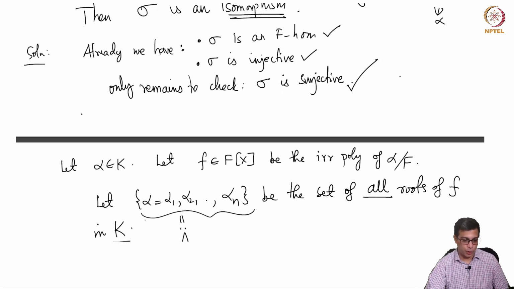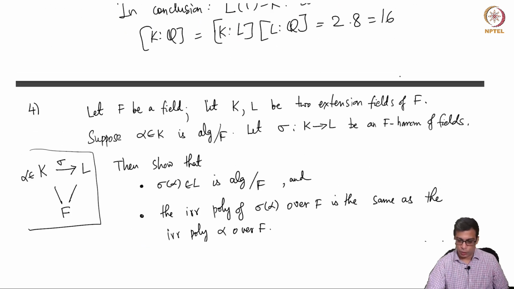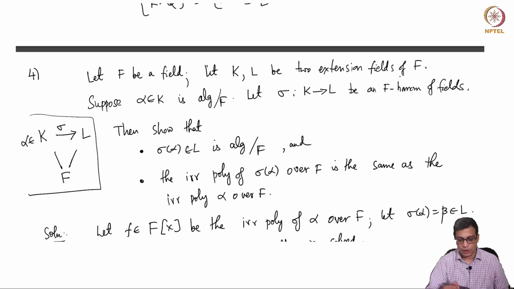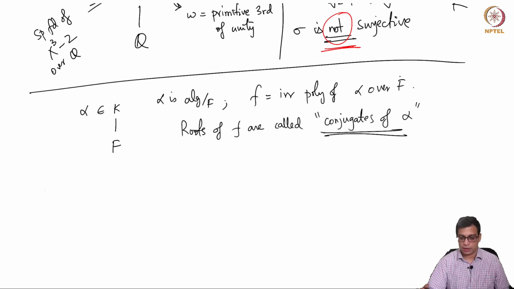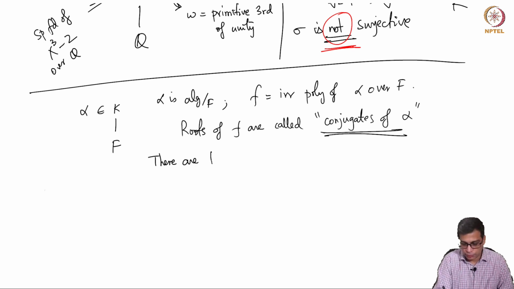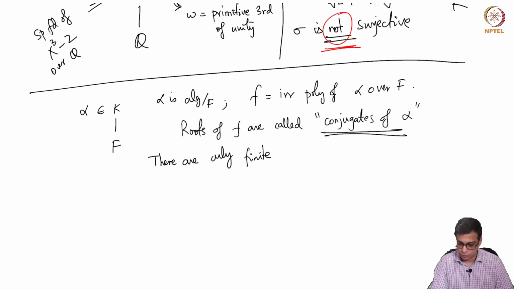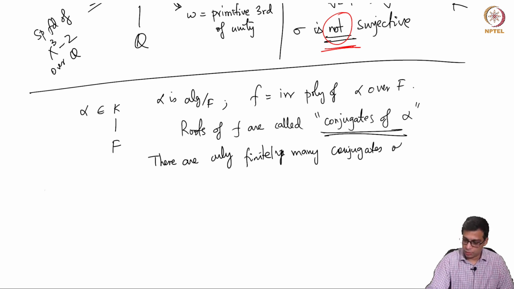So the fourth problem here says that the image of an algebraic element must be a conjugate of that element. Okay, so there are only finitely many conjugates, and they are the only possible images under a field F homomorphism. Finitely many conjugates for an algebraic element.